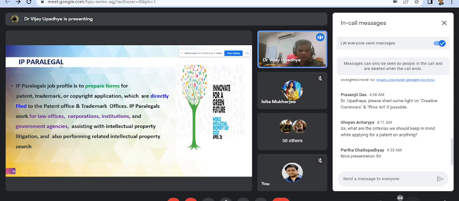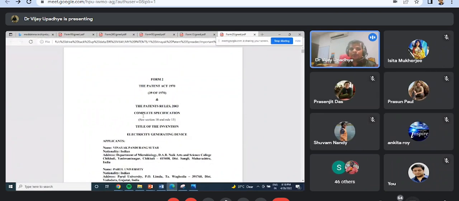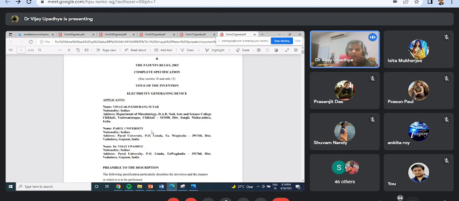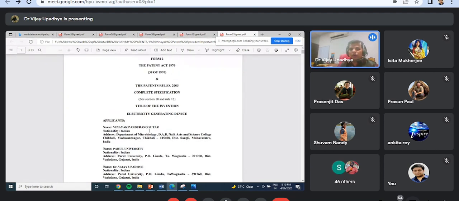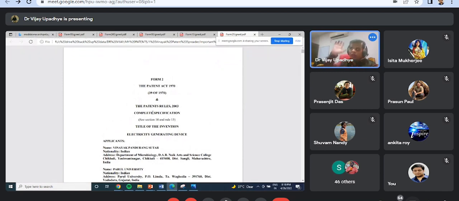Now, what are the forms? Can I show my forms to these people? The simplest one is form 2, complete specification. This is my patent. I have nothing to hide. I can tell you we developed a spreader. So form 2 means complete specification. Whatever information for filing you are giving to the IPO office, all details will be present in that.